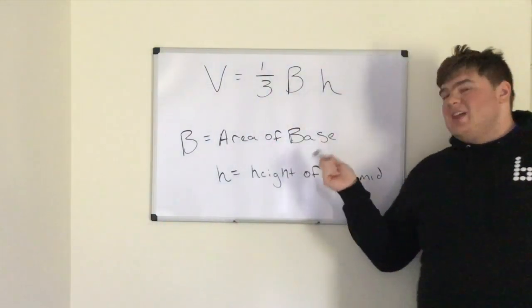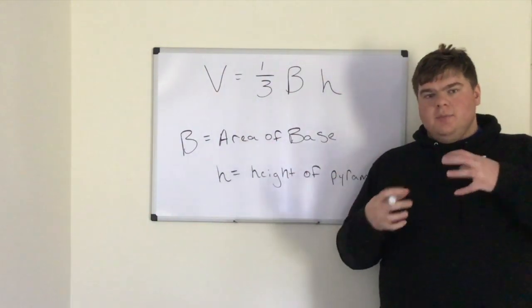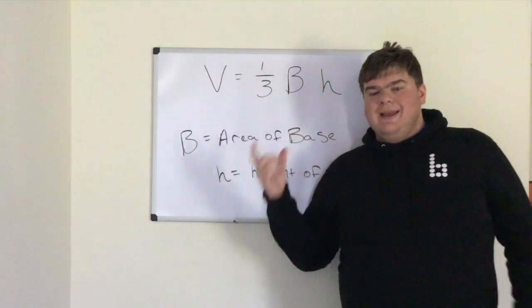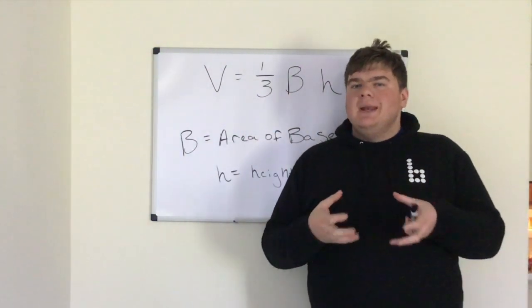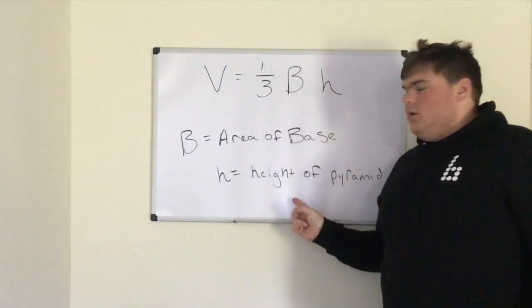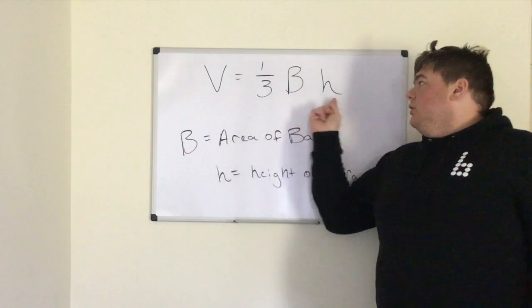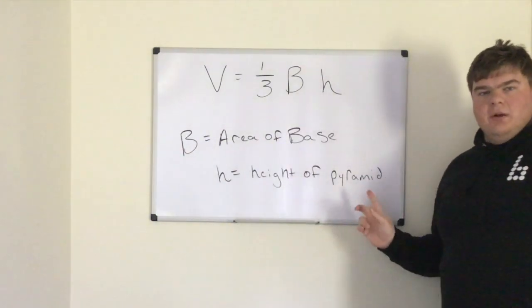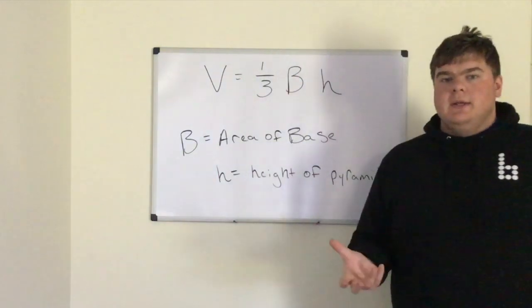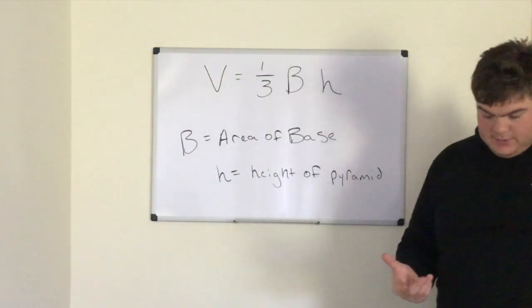And the reason for that is any rectangular prism can be cut into 3 different identical volume pyramids. They may not look exactly alike, but they have identical volume. And then little h again is just the height of the pyramid in the same way it was the height of the prism when we were doing just normal rectangular prisms.